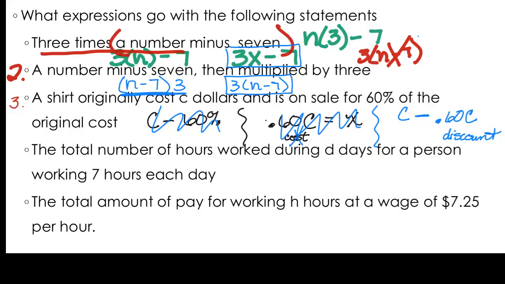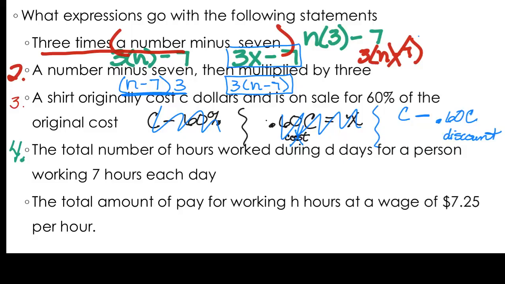All right, let's go to number 4. Number 4 says, the total number of hours worked during D days for a person that works 7 hours each day. The total number of hours worked during D days for a person who works 7 hours each day.